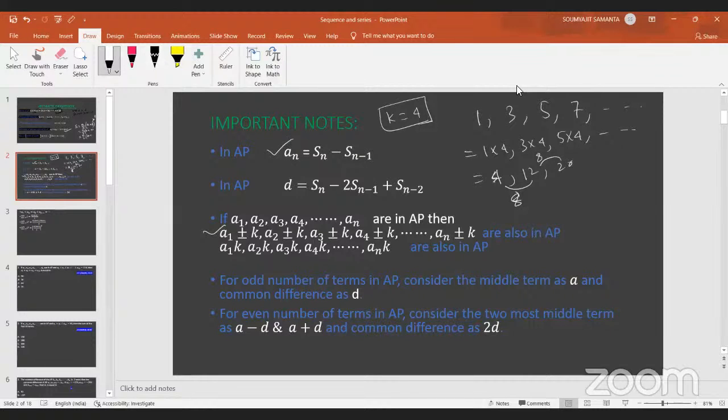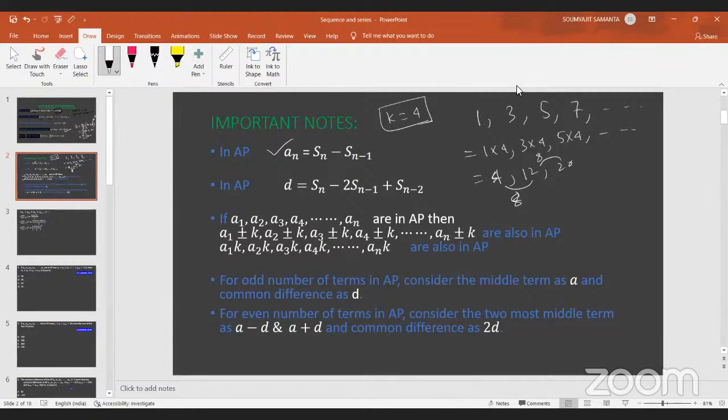So we have seen that if we multiply a constant term with each term of an AP, the resulting terms also form an AP. We'll do some problems using this in the next slide.